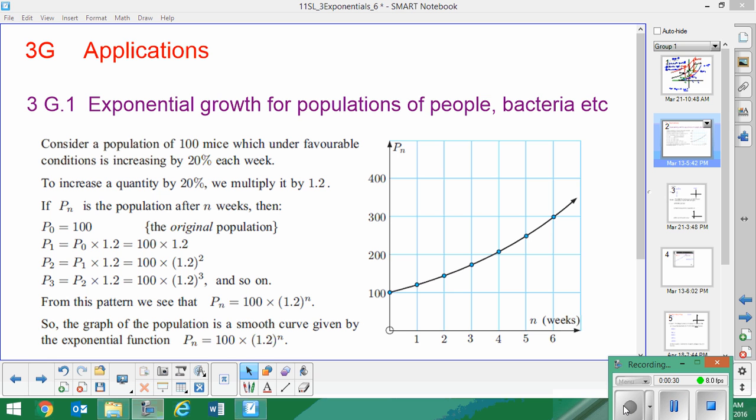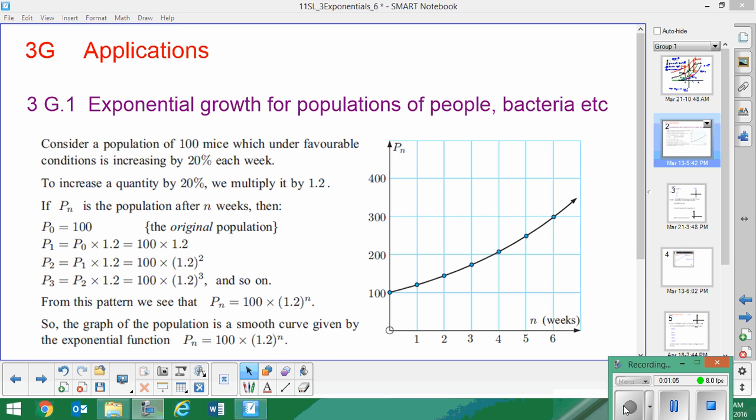So here in the example from your textbook, we've got 100 mice under favourable conditions. They're increasing by 20% each week. That means, remember from your percentage work up to year 10, that if it increases by 20%, then they're multiplying by 1.2. If P is your population after n weeks, then at the beginning, P0 is 100, the original population. So P1 is going to be P0 times 1.2, P2 is P1 times 1.2, and so on.